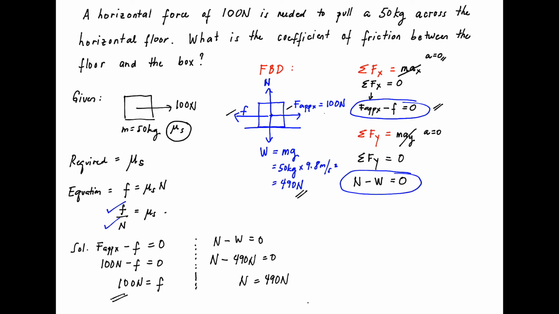Let's go now to our primary equation. We have here the mu static is equal to 100 Newton for the value of f over 490 Newton for the value of the normal force. Then we have to cancel the unit. Therefore, the coefficient of static friction is around 0.204. Now, take note that we cancel the Newton, so therefore the coefficient of friction has no unit. And this will be our final answer.